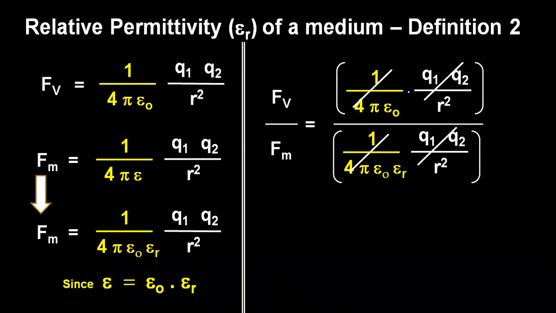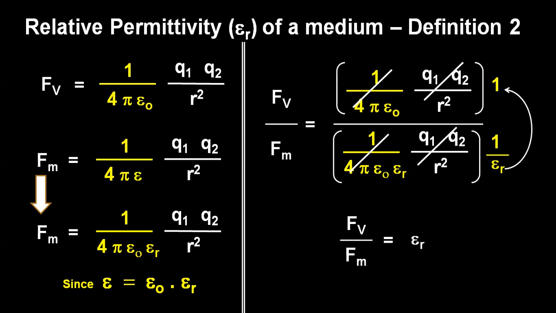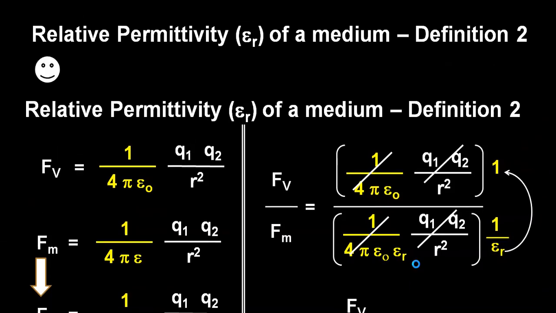Thus, all the terms in the numerator have got cancelled, so I'm left with 1, and in the denominator, 1 over epsilon r. All the other terms are cancelled off. Therefore, I end up with 1 by epsilon r in the denominator. So 1 divided by 1 by epsilon r can also be written as 1 into epsilon r by 1, which means epsilon r will go to the numerator. Thus, I end up with F sub V divided by F sub m is equal to epsilon r. Based on this formula, we can write one more definition for relative permittivity or dielectric constant. We shall see it in the next slide.